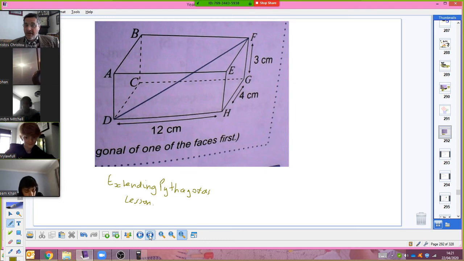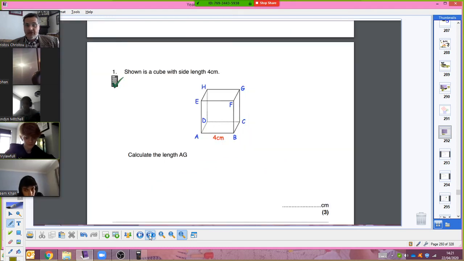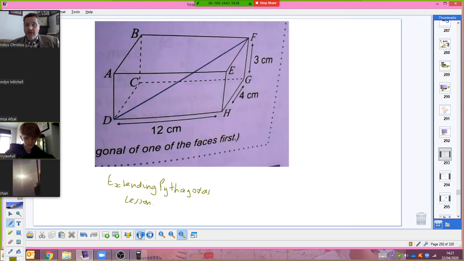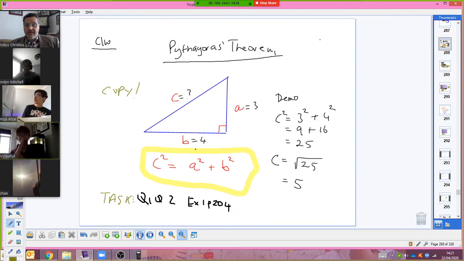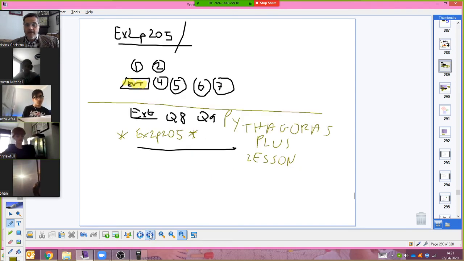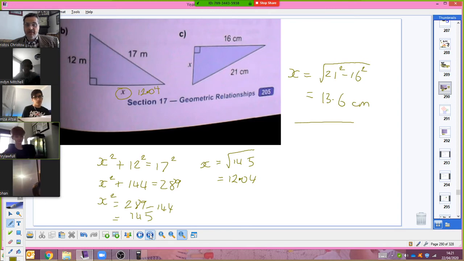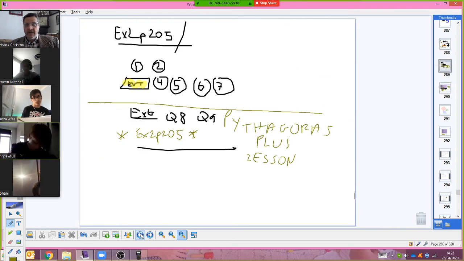That is extending Pythagoras up to grade 7, and there are questions to follow which I've downloaded from a well-to-do maths teacher. So let's just reiterate. You need to copy that demo and do question 1 and 2. Then you need to copy these two demos, the long way, the short way, and go back here and do question 1, 2, 4, 5, 6, 7. I consider these extension-y ones.